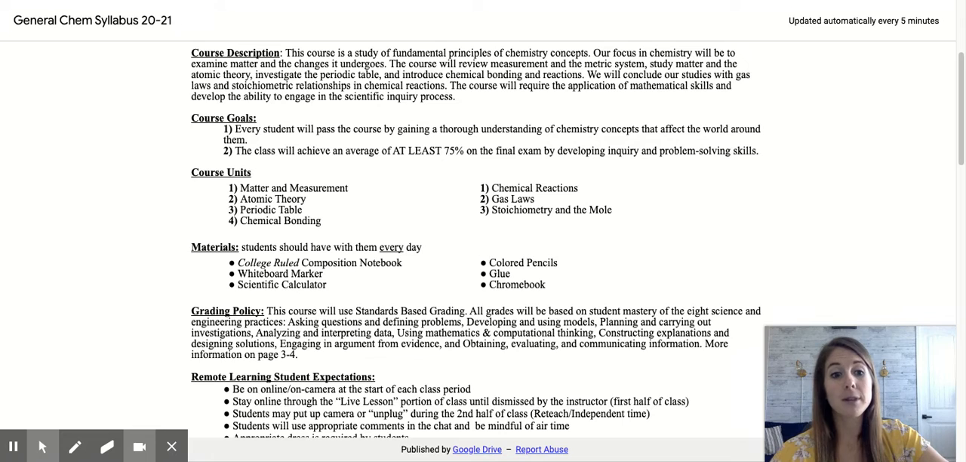So again, please, please, please, ASAP, please get a college-ruled composition notebook. And again, if you get a notebook that has at least 100 sheets, then that's fine with me. It doesn't have to be composition. It's just easiest to get one that's composition because they're $1 and they definitely have enough pages.